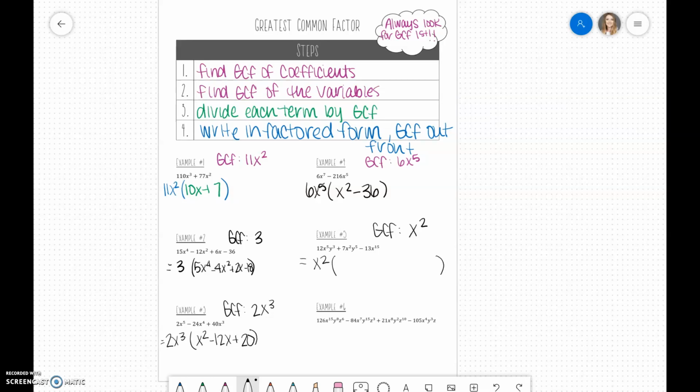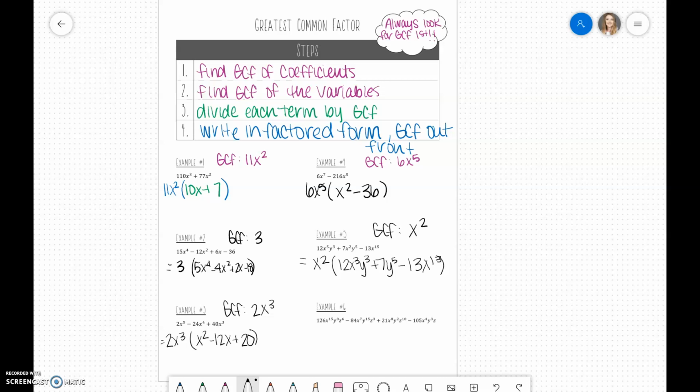What will be remaining in this first term is a 12x cubed y cubed. With the next one, we will have a 7y to the 5th. And with the last one, we'll have a 13x. And that would be to the 13th.